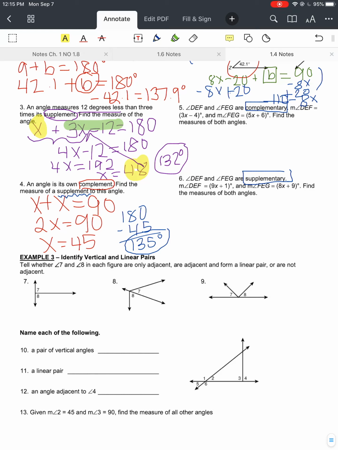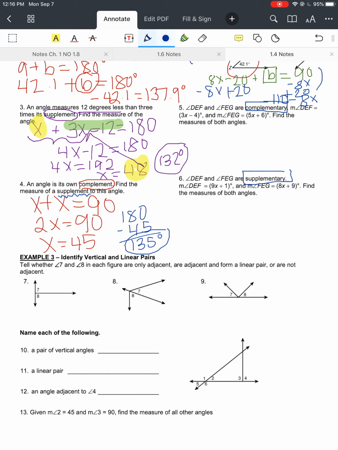Moving on to our final examples of the day about vertical angles and linear pairs. So for the first set, it's going to say tell whether angles 7 and 8 in each figure are only adjacent, are adjacent and form a linear pair, or are not adjacent. So remember, adjacent means that they're next to.